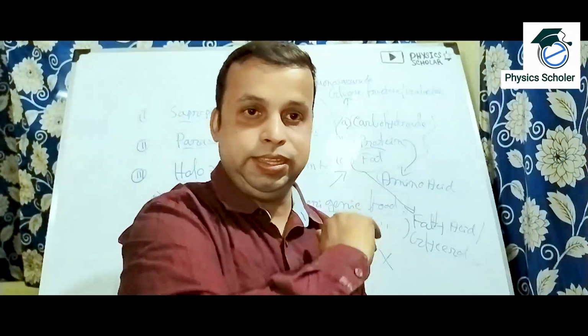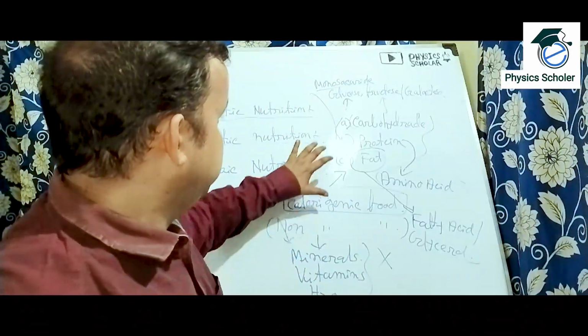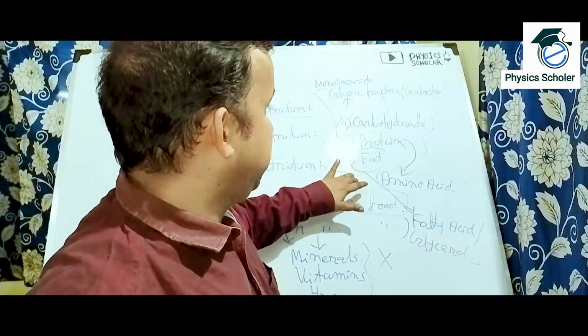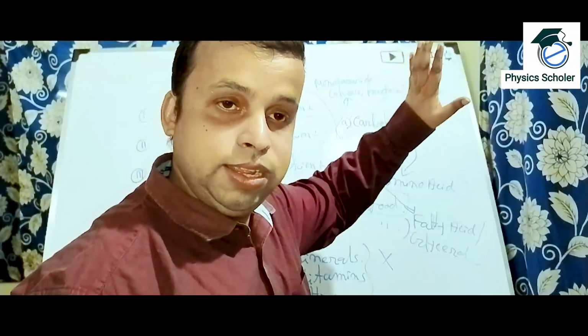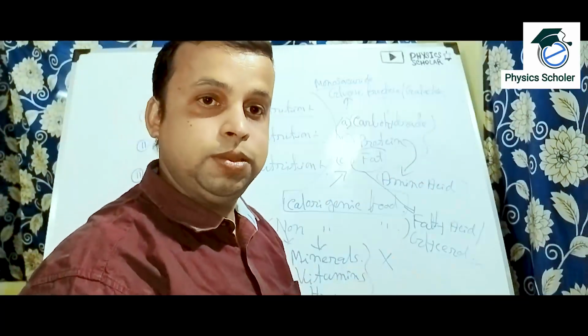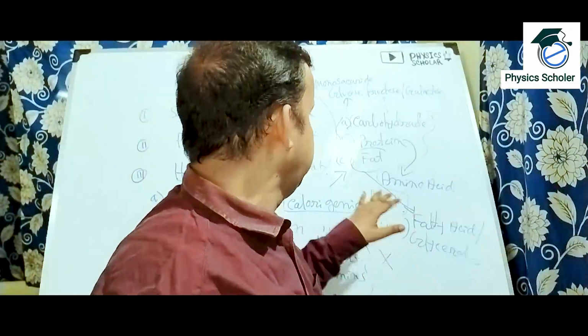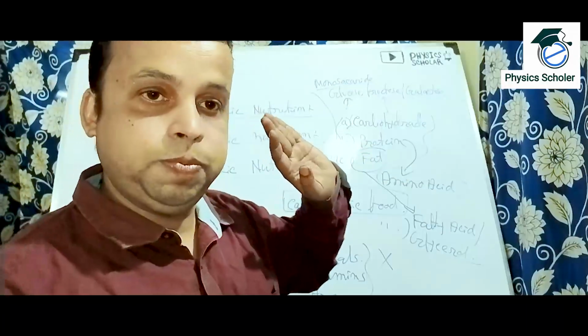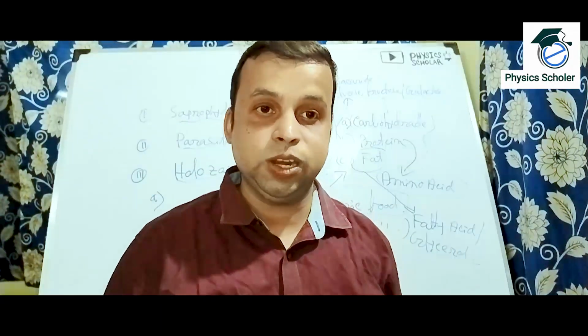So what will happen after absorption? Where will it go? Everything I will discuss in detail, don't worry. The calorigenic foods are three types: carbohydrate, protein, fat. The simple form of carbohydrate is glucose, fructose, galactose, especially glucose. Fructose and galactose are also simple forms of carbohydrate, or monosaccharides. The simple form of protein is amino acid. And the simple form of fat is fatty acid and glycerol.